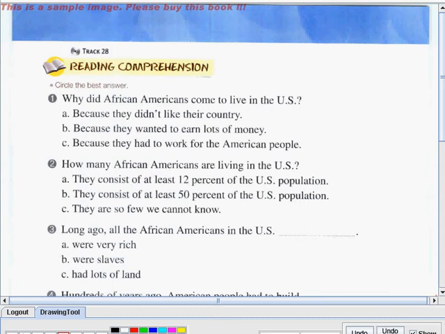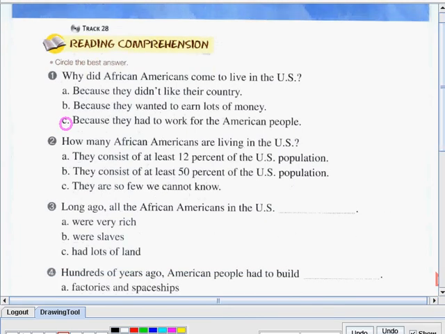Number 1. Why did African Americans come to live in the U.S.? What do you think is the reason for the African Americans to go to the U.S.? The answer is C. Because they had to work for the American people.